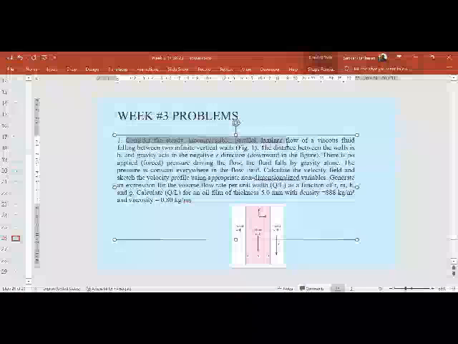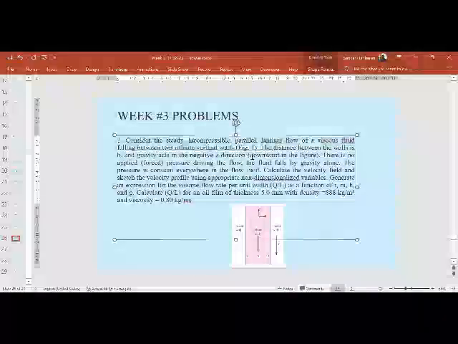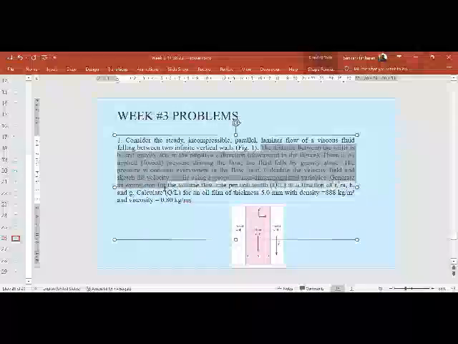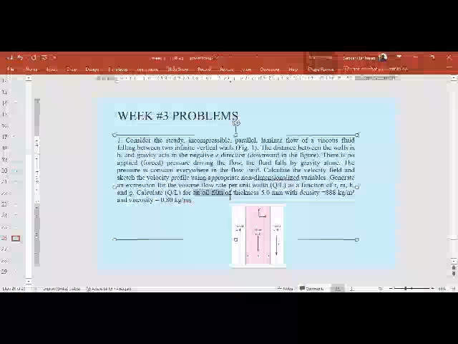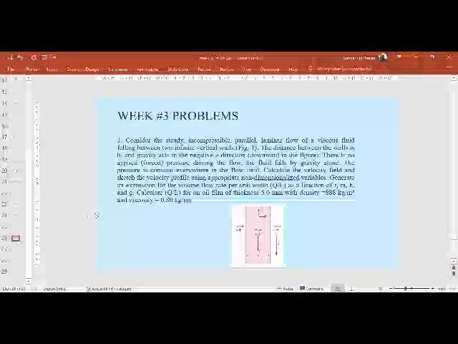Consider the steady incompressible parallel laminar flow of a viscous falling fluid between two infinite vertical walls as shown in the figure. The distance between the walls is h and gravity acts in the negative z direction. There is no applied force or pressure driving the flow, and the fluid falls by gravity alone. The pressure is constant everywhere in the flow field. Calculate the velocity field and sketch the velocity profile using appropriate non-dimensionalized variables. Generate an expression for the volumetric flow rate per unit width as a function of rho, mu, h, and g. Calculate the volumetric flow rate per unit width for an oil film of 5 millimeter with density 888 kilogram per meter cube and viscosity 0.8 kilogram per meter second.